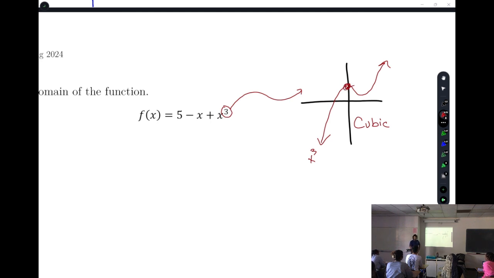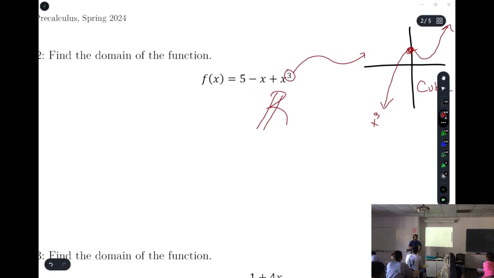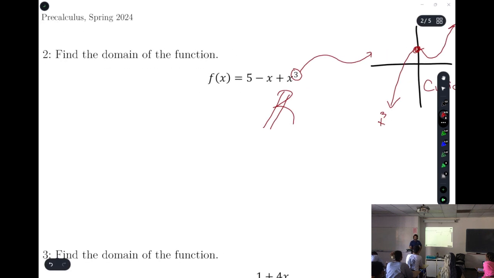All right, so it feels like it's going to be all real numbers, right? It is. How do we know? That is the better question. That's great, yes. What if you didn't know what that function looked like? It's because of what domain tells us to do.